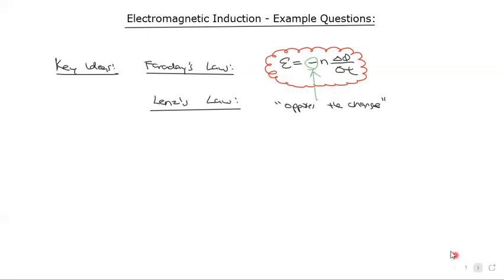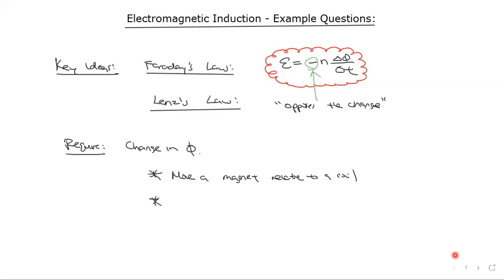Now, whenever you have an electromagnetic induction, you always require a change in flux. And this can be achieved in many different ways. So we're going to be looking at questions with each of these types, but we could, for example, move a magnet with a coil. So that's one situation we might deal with. We might also deal with the idea of changing the shape of a coil in a magnetic field.